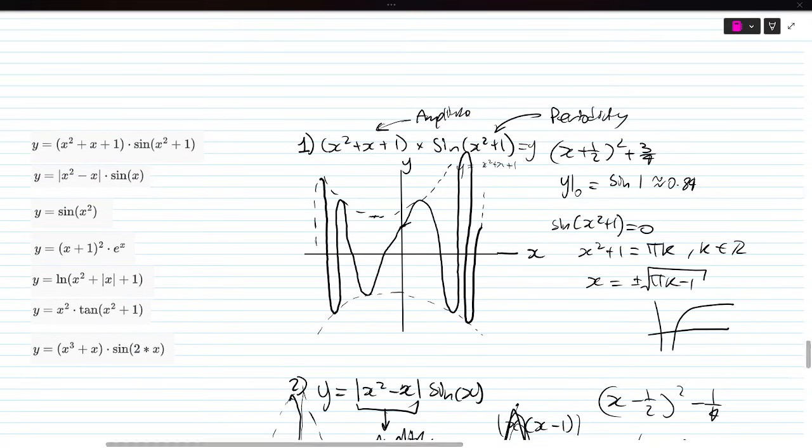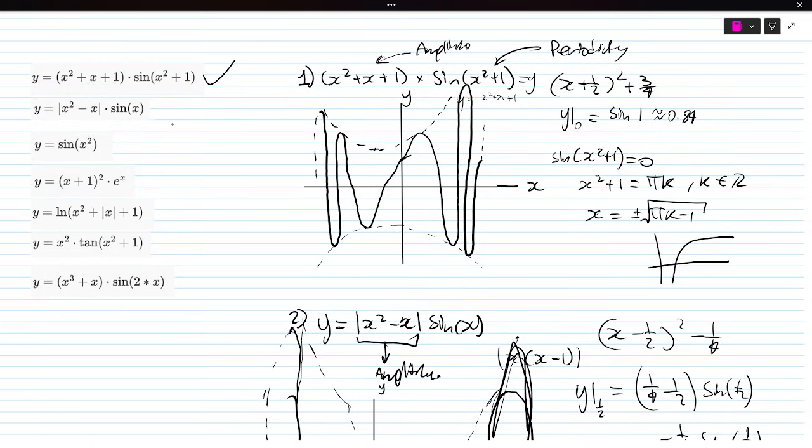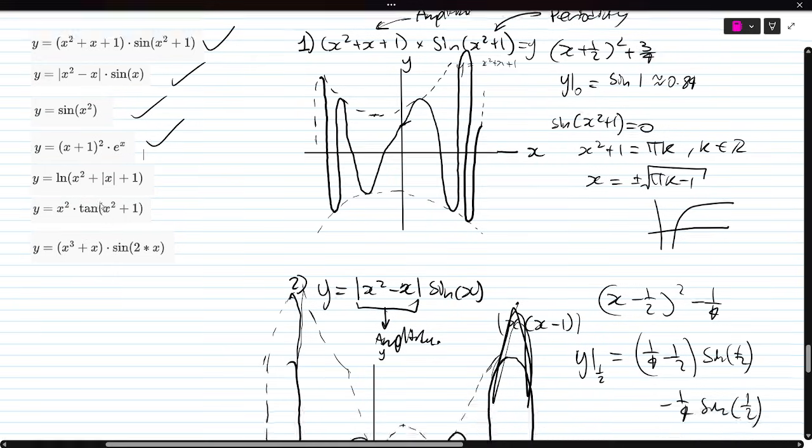Next graph. How am I doing on time? I need to check that. I am at 15 minutes. What? 15 minutes. Oh my god. I've done this one, this one, this one. Oh, I have like 3 graphs left. Okay, I should remember this.